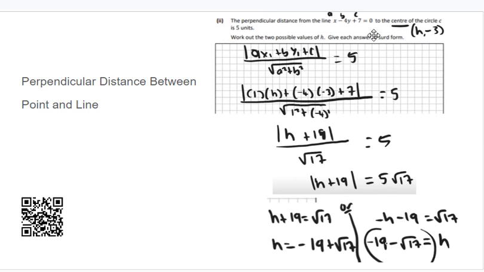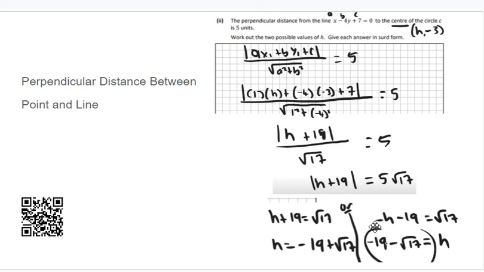In this case it says that it is 5 units, so that's telling us that the answer is 5 units. So we're letting that formula be equal to 5, and then our A is going to be 1, there's nothing in front of the x, our B is -4, our C is 7, and then our point is h, -3, so we get an h within the formula when we sub it in. It's straightforward enough from there. It's just moving things to the other side, and then we have absolute value signs.